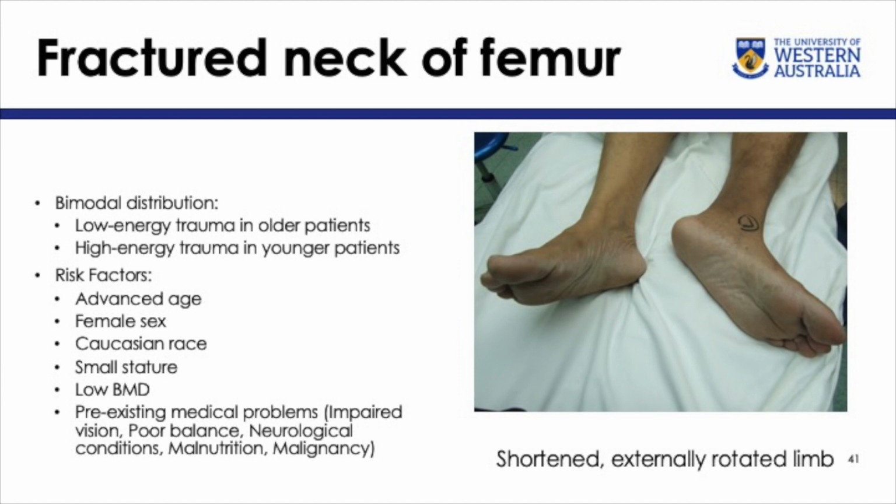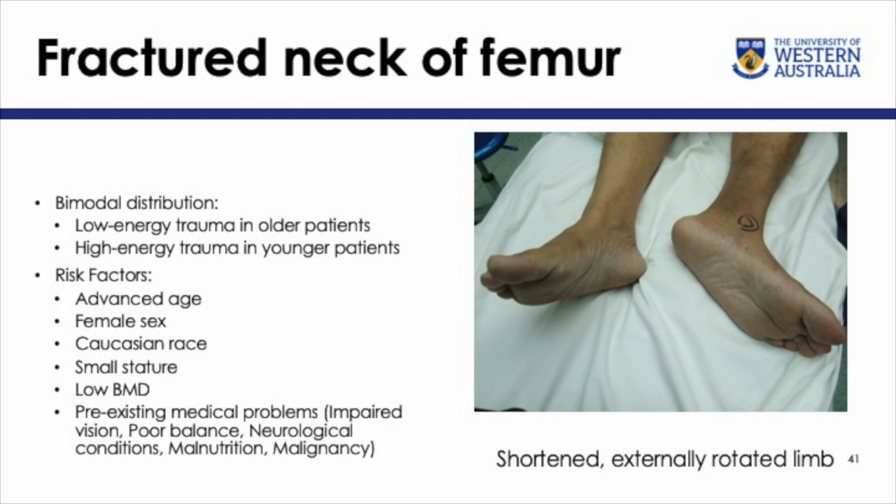First thing you should be thinking about is, of course, a fractured neck of femur. In the illustration here, you see the typical shortened, externally rotated limb, which we see with a fractured neck of femur. Fractured neck of femur actually has a bimodal distribution. It's most commonly low energy trauma that we see in older patients following a fall, but we can also see it in younger patients following high energy trauma, such as motor vehicle accidents or falls from height.